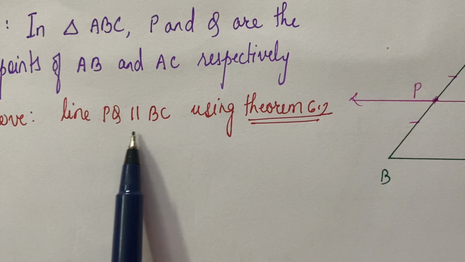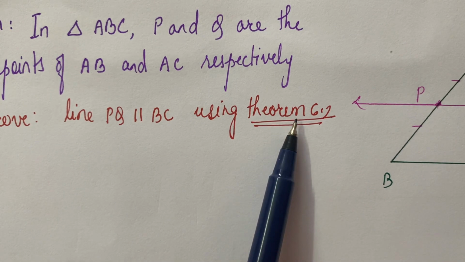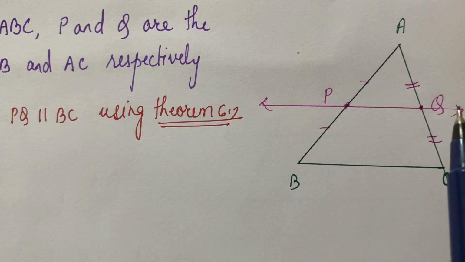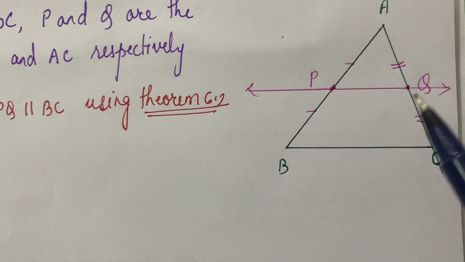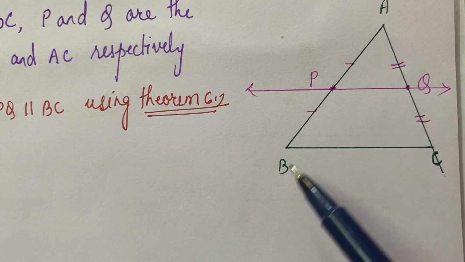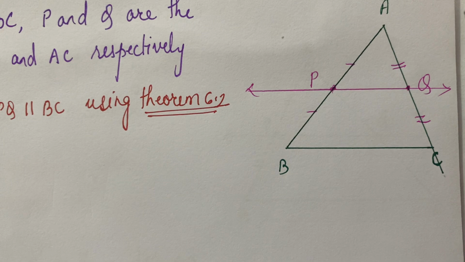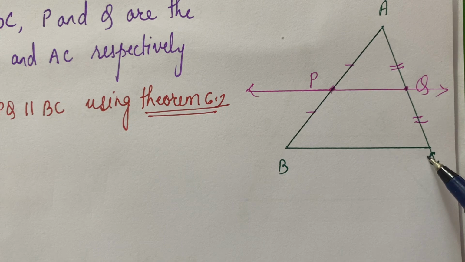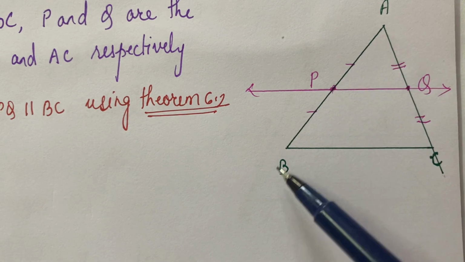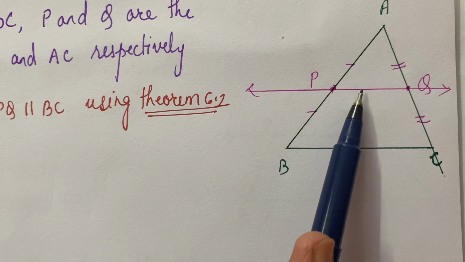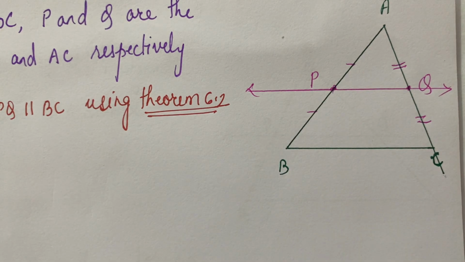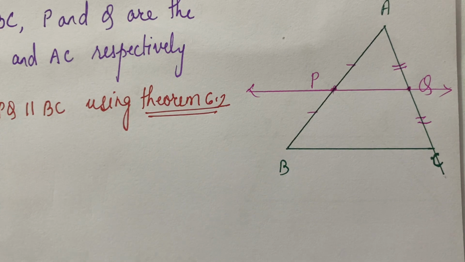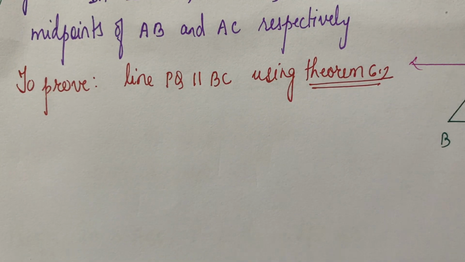So we have to just prove that PQ is parallel to BC using theorem 6.2. Theorem 6.2 means the converse of basic proportionality theorem. In the converse of basic proportionality theorem, we are given that this line is dividing sides AB and AC in the same ratio. That means you are given that AP upon PB is equal to AQ upon QC. If you are given this, then you will conclude that this line PQ is parallel to BC. This is theorem 6.2. Let us see how we use this theorem over here in your proof.